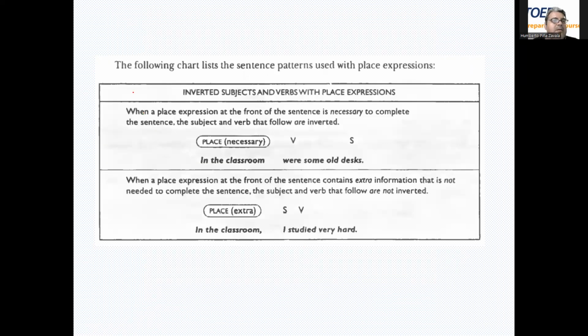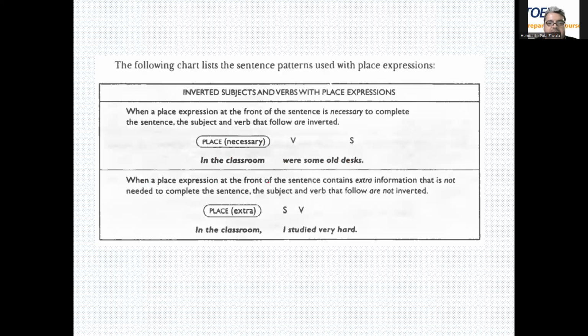Right? Here's a chart that is the sentence pattern using place expressions. Invert the subject and verb with place expressions. When the place expression at the front of the sentence is necessary to complete the sentence, the subject and the verb that follow are inverted. In the classroom were some old desks.